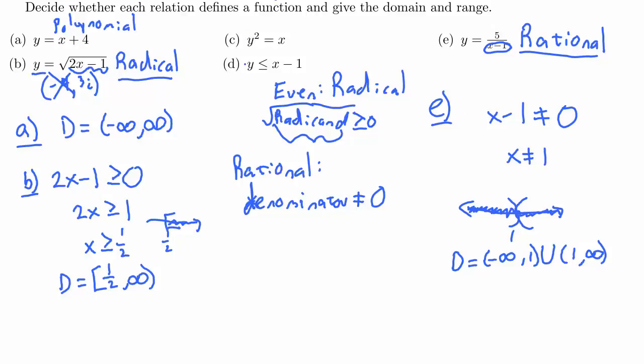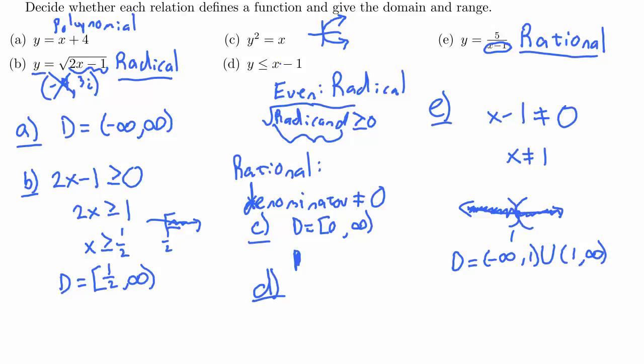Notice I haven't looked at C or D here. I'm just going to tell you C is actually a parabola opening towards the right instead of up or down. So because of this, C actually has your domain to be 0 to infinity. We're not going to worry about the range here.